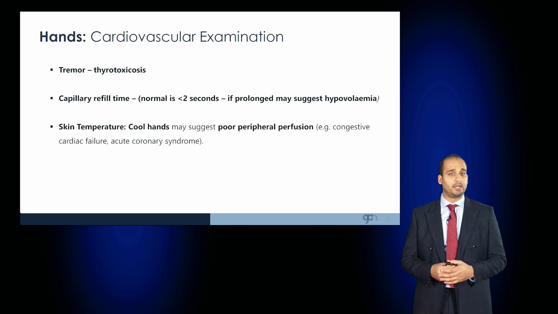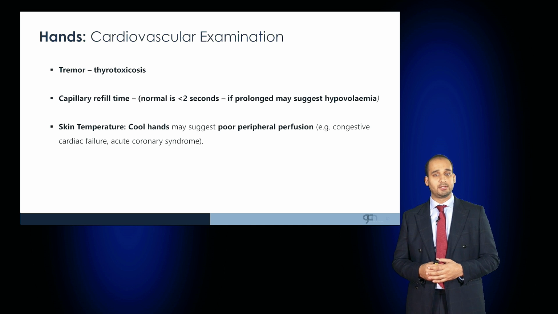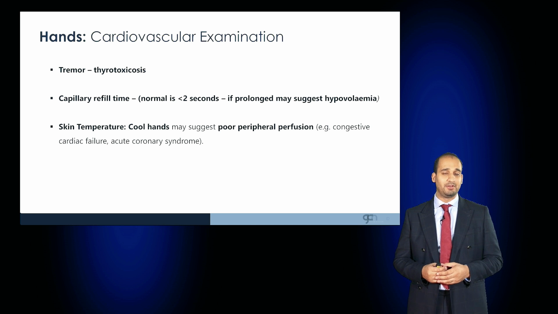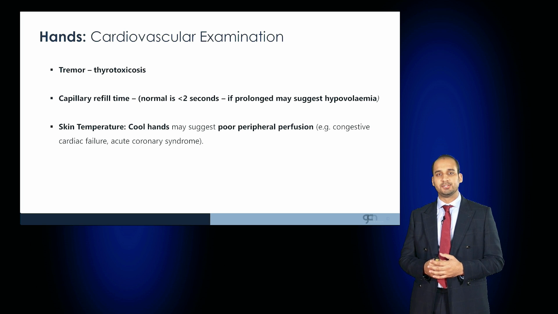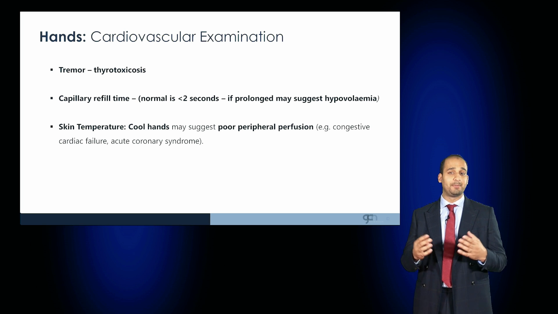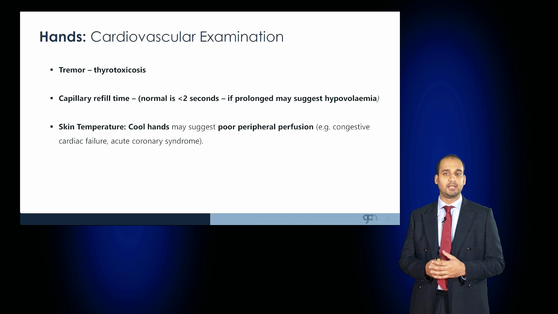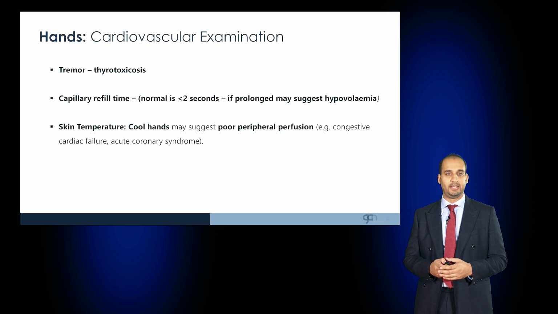Inspect for a tremor, which may be seen as a result of thyrotoxicosis. Inspect the capillary refill time by pressing over the digit for 5 seconds and observing how quickly the colour returns. Normal is less than 2 seconds. If the capillary refill time is prolonged, that may suggest hypovolemia or poor peripheral circulation. Examine the temperature of the hands. Cool hands may suggest a poor peripheral circulation as a result of congestive heart failure.